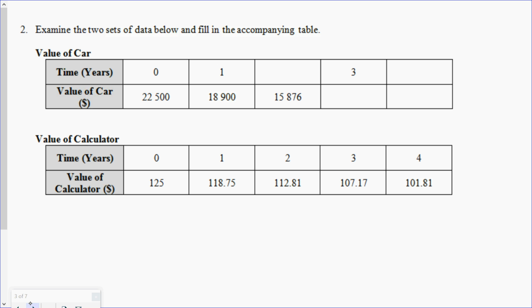Now the next one says examine 2 sets of data below and fill in the accompanying table. Again, why aren't these in here?